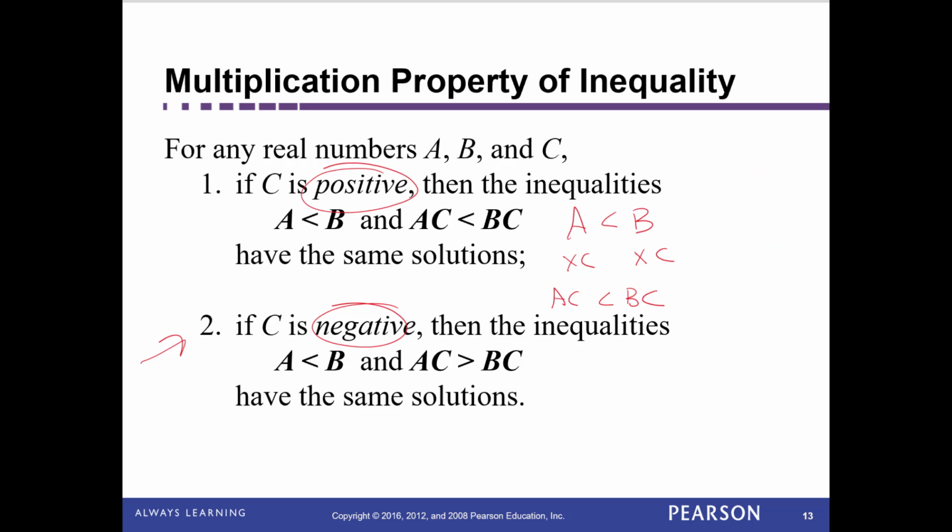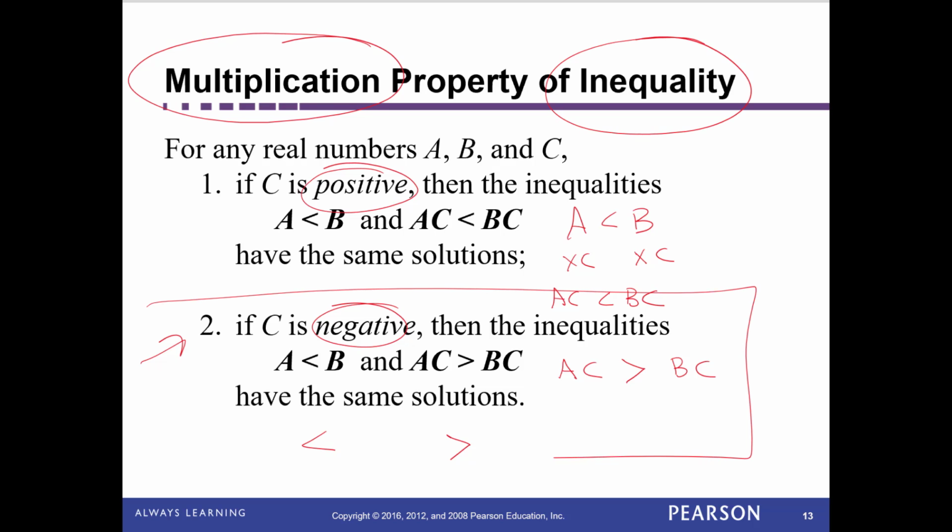So I would proceed the same. I would multiply both sides by c. So I would have AC on that side, and I would have BC on this side. But whereas I had this particular inequality, a is less than b, because I multiplied by a negative number, I'm going to change the direction. So I'd have AC is greater than BC. So the multiplication property for inequalities is the same unless you're multiplying by a negative number.